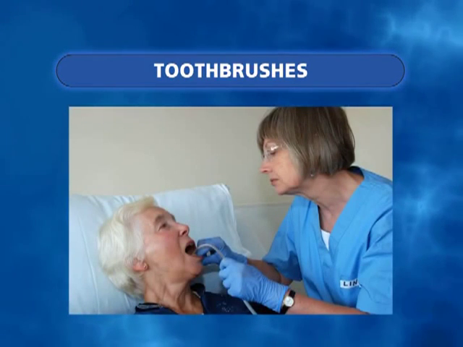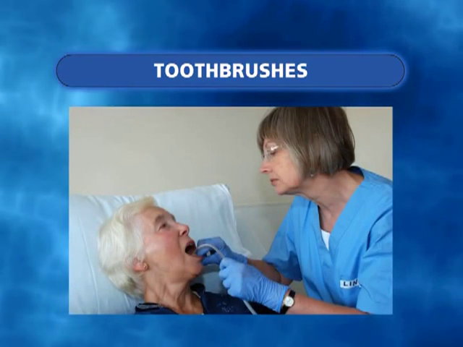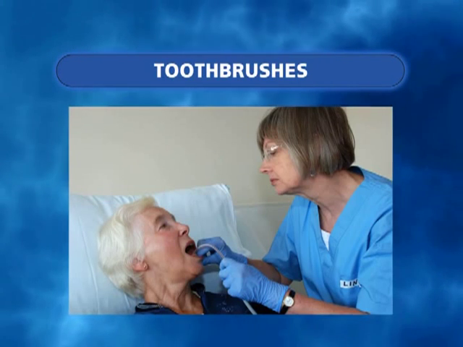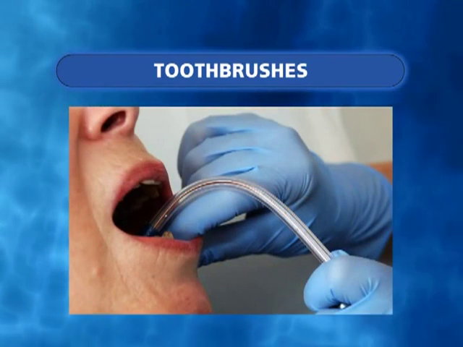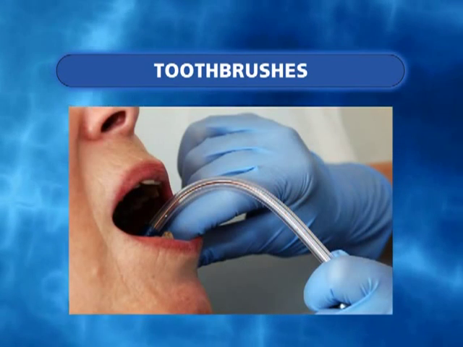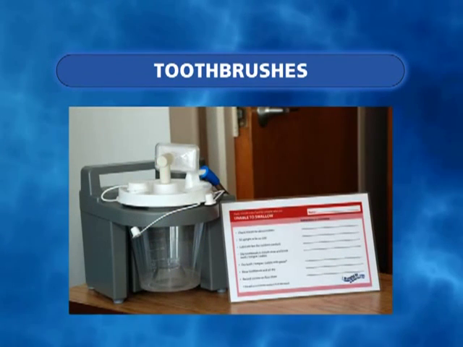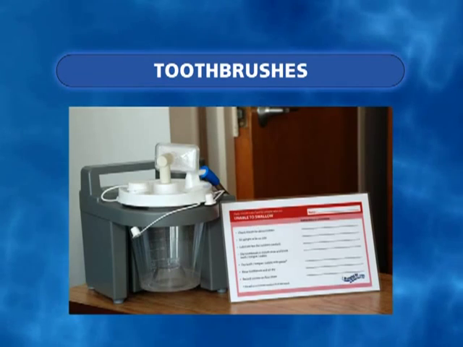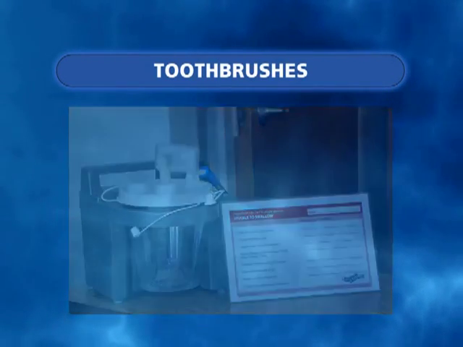Suction toothbrushes attach to the suction machine and allow the care provider to brush a resident's teeth while the suction works to remove any debris or saliva as they brush. This type of brush is ideal for residents who have difficulty swallowing.